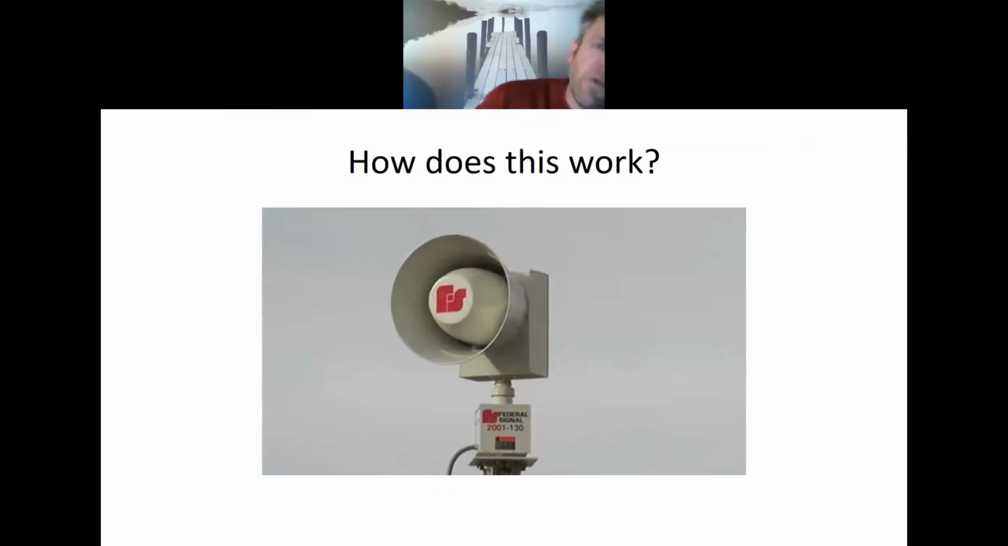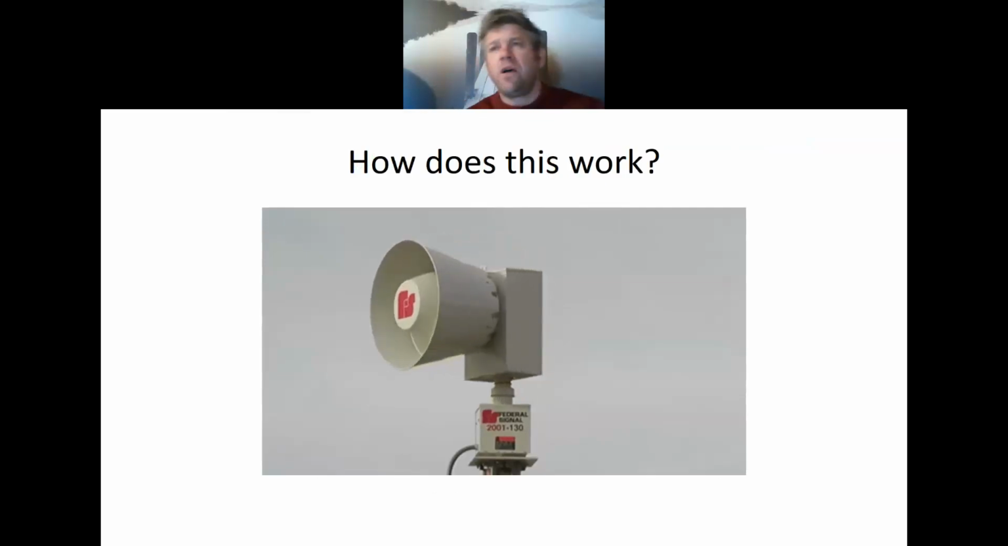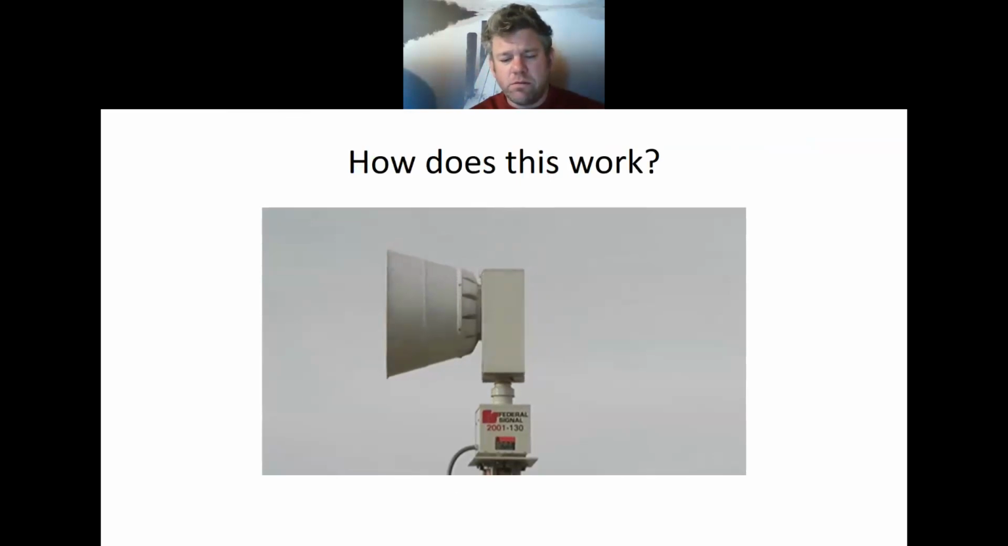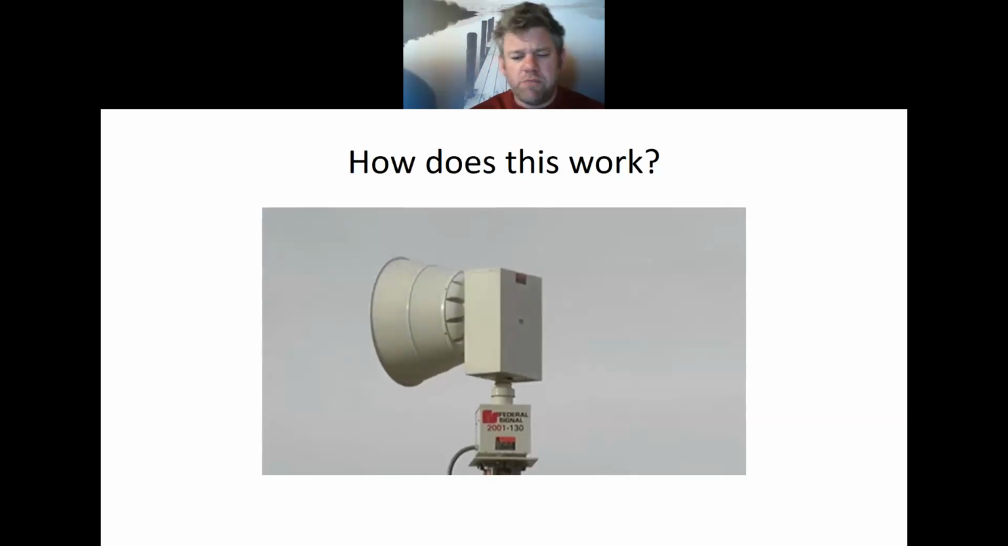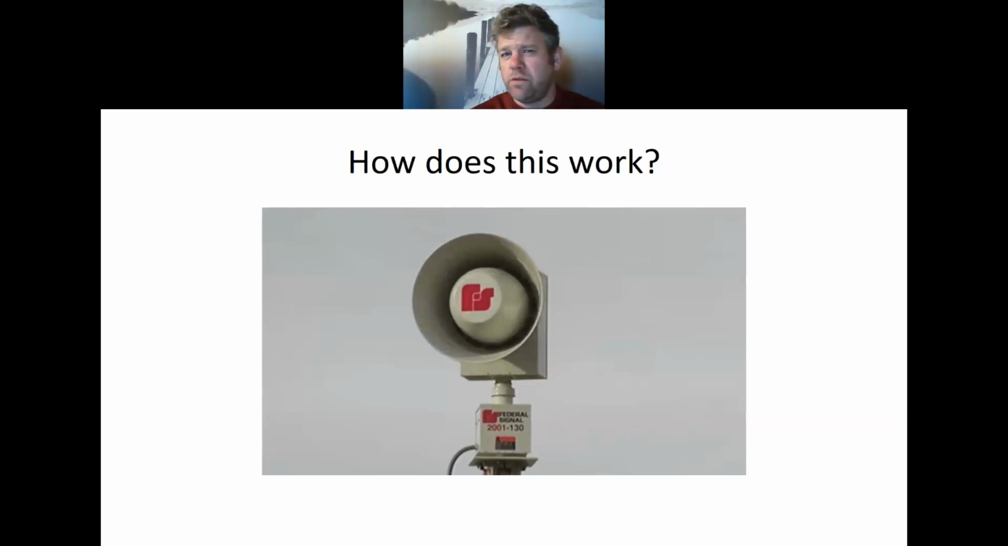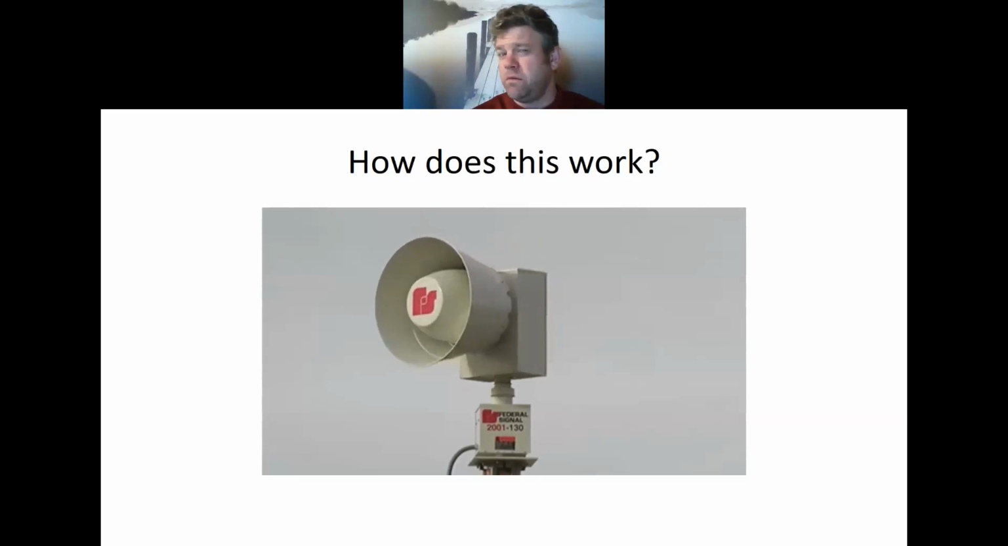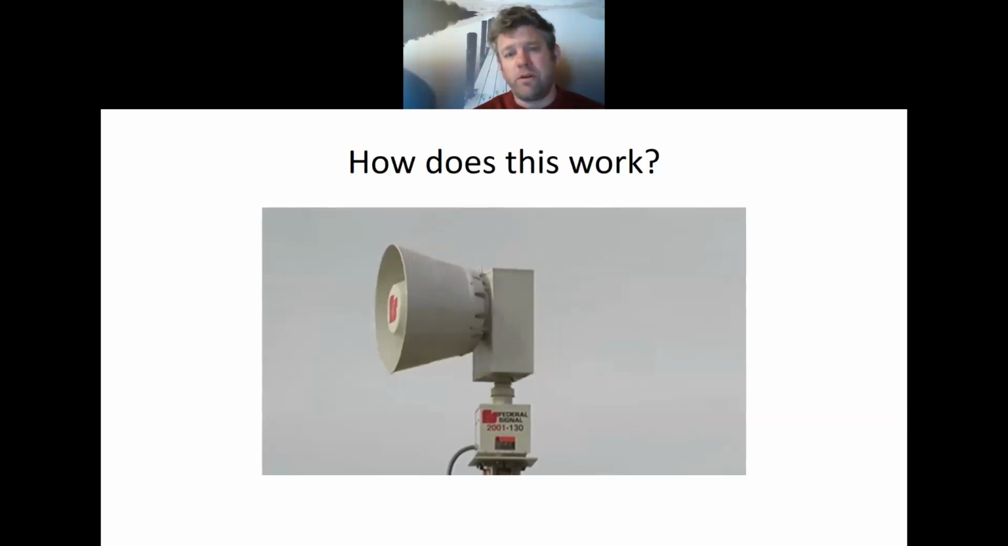Okay. So we asked the question: how does this thing work? Now, I'm wondering if you know what this is. Some of you might. Yep, you're right. That's a tornado siren.